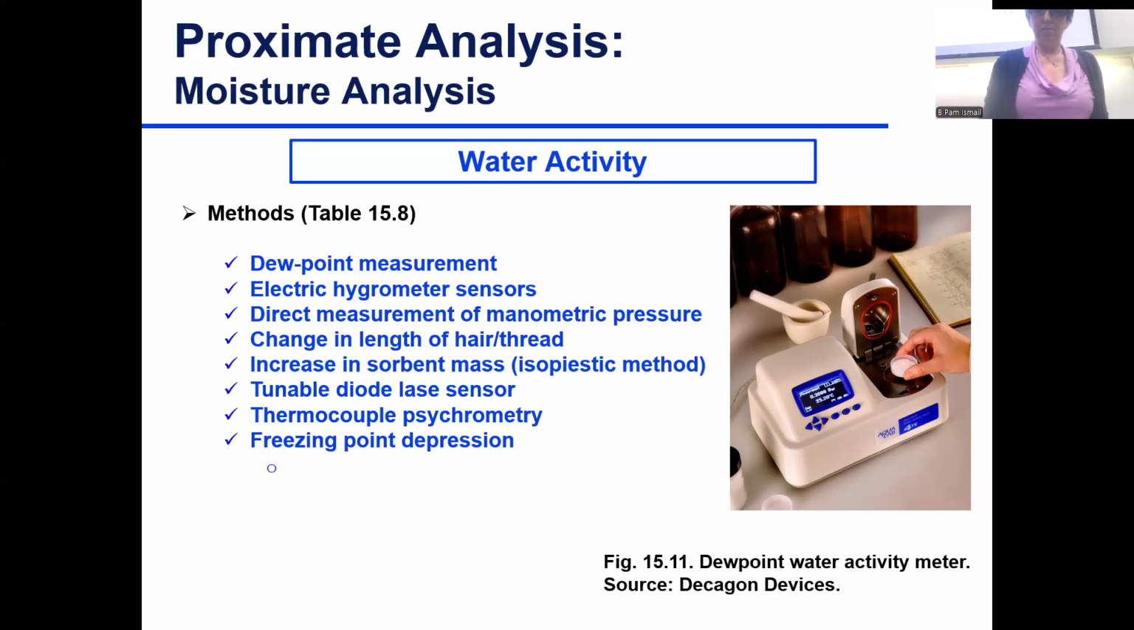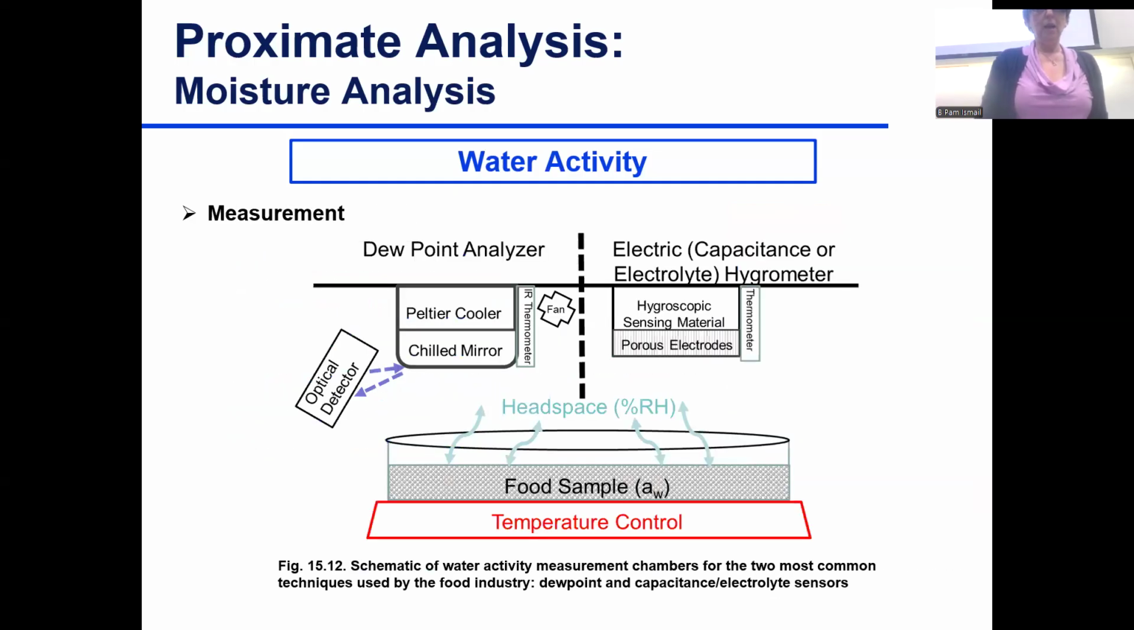This is detailed in table 15.8. There are two common ways of measuring water activity, either dew point, like we did in the lab, or electric hygrometer. But basically, we're just measuring relative humidity at equilibrium in the head space above the sample.